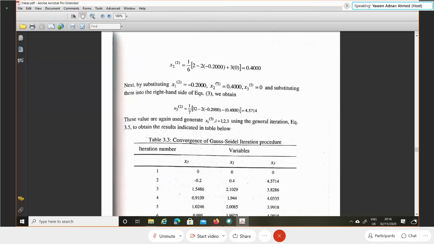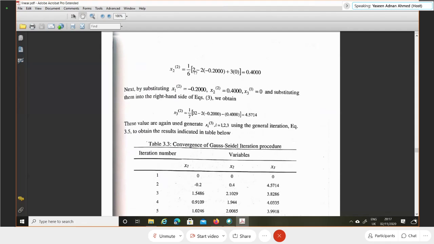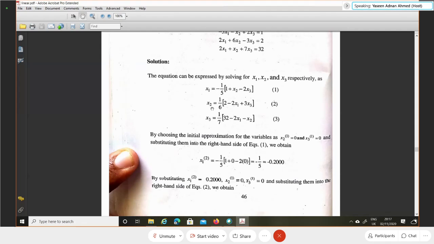Similarly, when you calculate x2, there is a difference. You have to always use the latest available value. So when you calculate x2, what is the latest available value? 1 over 6 times 2 minus 2x1. That x1 is not 0. You already calculated x1 in that iteration, so you have to put minus 0.2. You cannot consider the value from the previous iteration like we did for Jacobi iteration. In this case, you always need to consider the latest available value. So x1 will be minus 1 over 5, 1 plus 0.